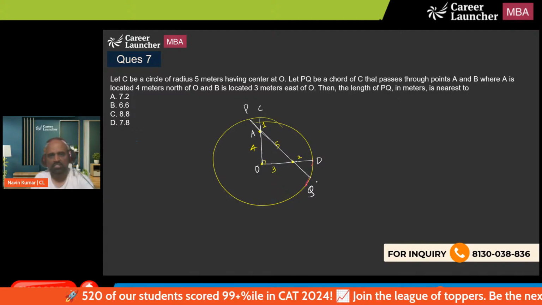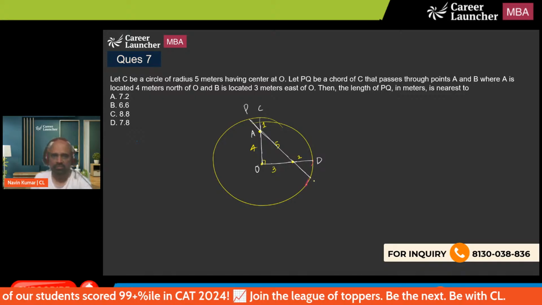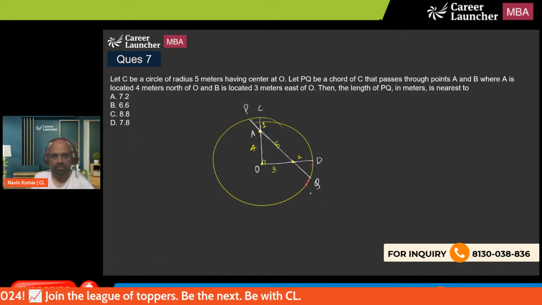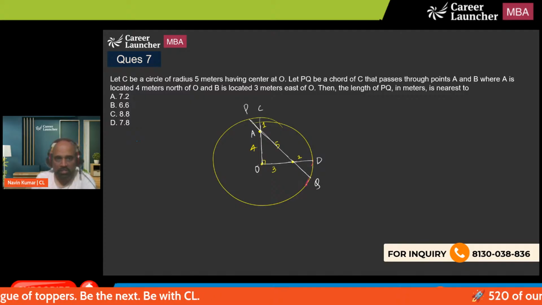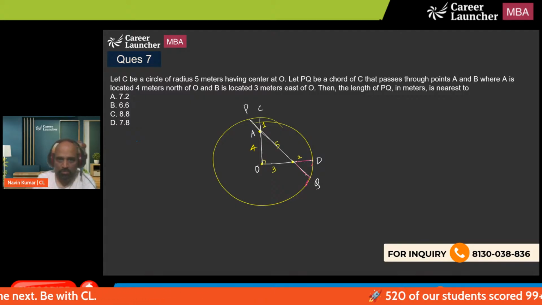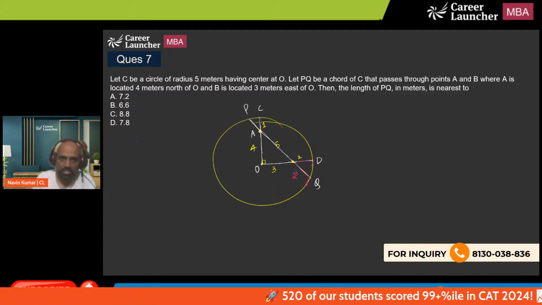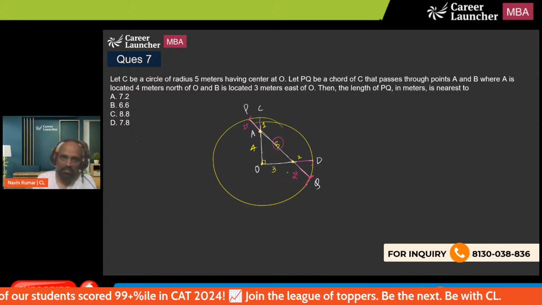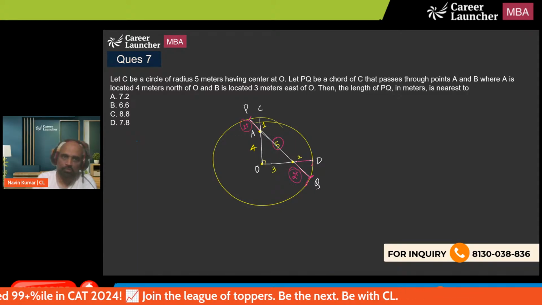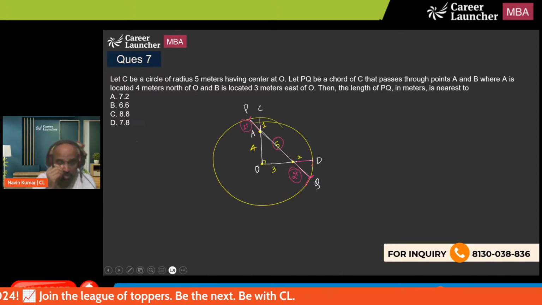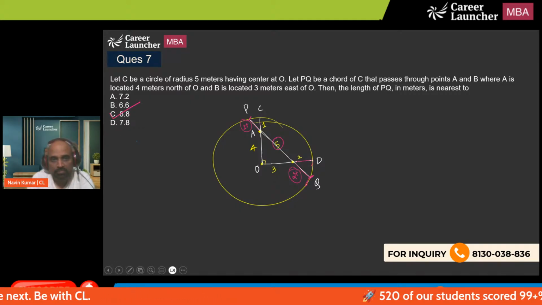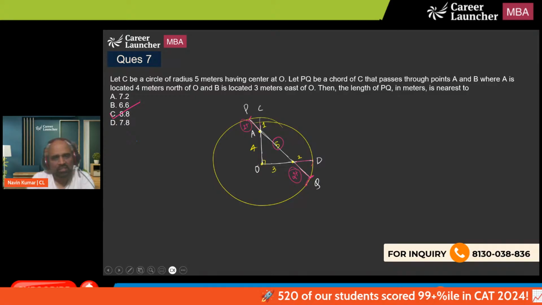Still doesn't change anything. It's still greater. Right? So if this is 2, this is going to be more than 2. If this is 1, this is similarly going to be more than 1. So the total length of PQ is going to be 5 plus something more than 2 plus something more than 1, which should be more than 8. And more than 8, we have only one option.